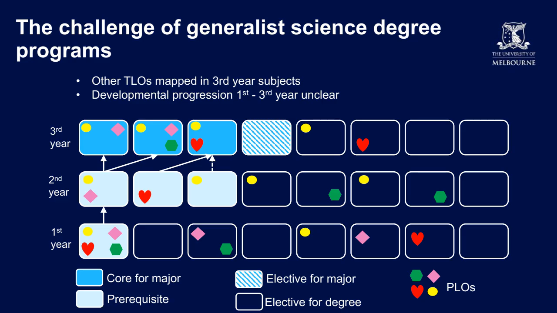The flexibility afforded by the looser structure of generalist degrees comes at the expense of being able to map the developmental progression of other skill-based learning outcomes. With student choice of units often focused on discipline knowledge, the experience of skills supporting program level outcomes are more unpredictable. There's the risk that students will encounter some skills and not others, a bit like a scattergun approach.